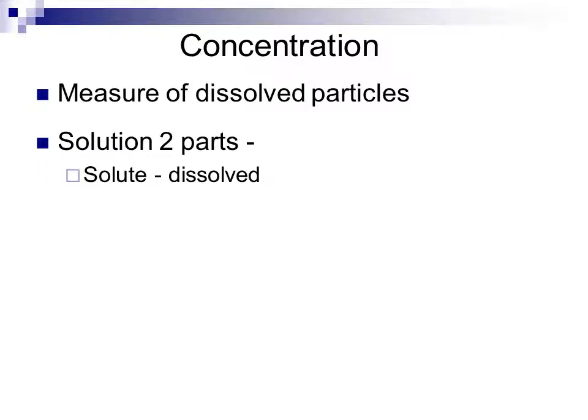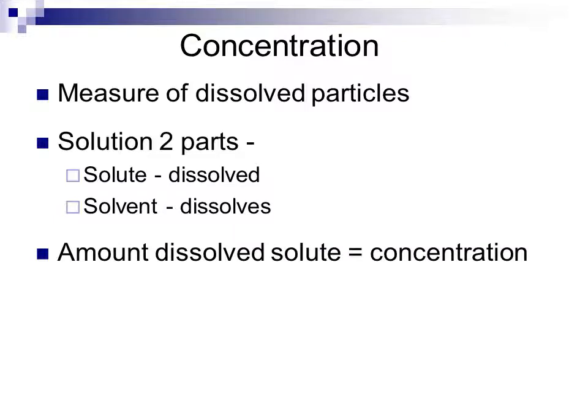We have a solute, which is the thing that is dissolved in solution, and a solvent, which is the thing that does the dissolving. If I take, for instance, sodium chloride, table salt, and dissolve it in water, the sodium chloride is the thing that is dissolved, so it is the solute. The water does the dissolving, so it is the solvent. A concentration, then, is a measure of the amount of dissolved solute in a solution.